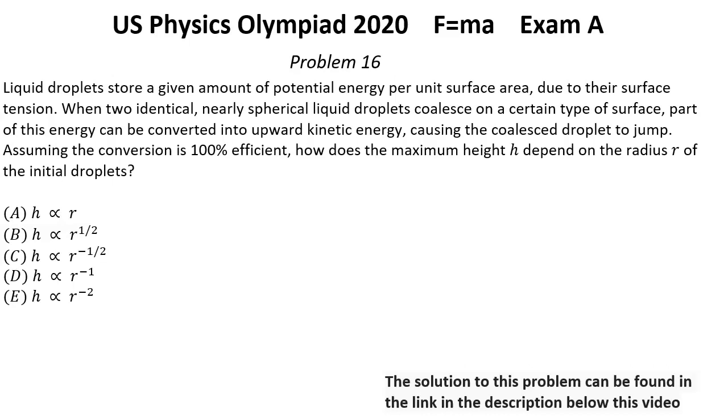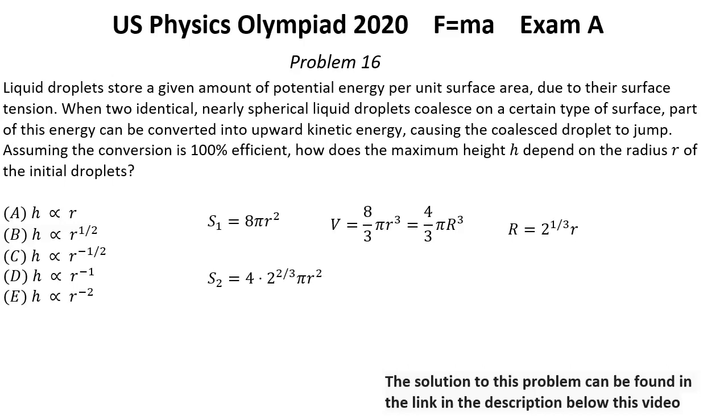Solution for problem number 16. First, let's write the equation for initial surface area. That will be, for 2 droplets, 8πr², and the initial volume was 8/3 πr³, which is 4/3 πR³, where R is the final radius for the final droplet. So from here R equals the cube root of 2 times r, and the surface area for the new droplet equals 4^(2/3) πr².